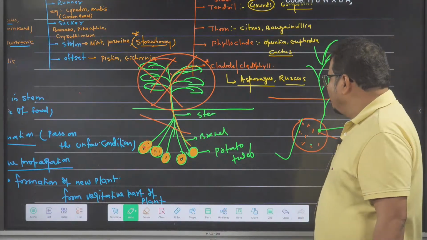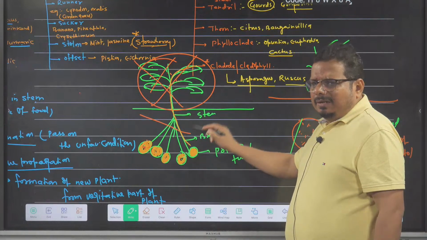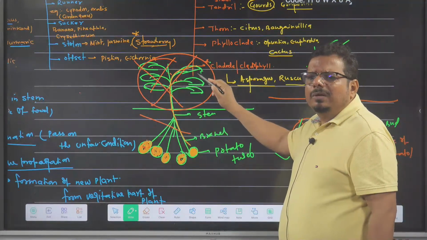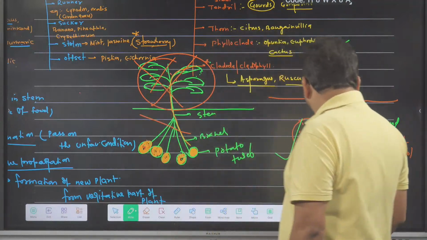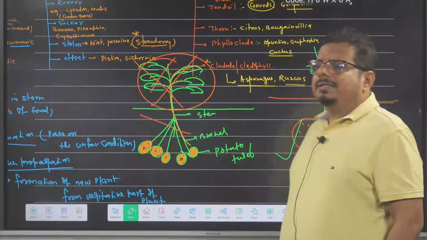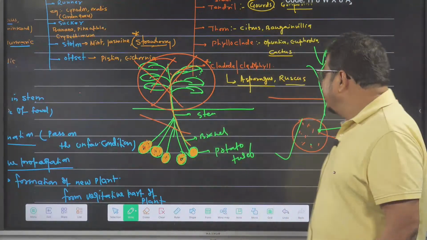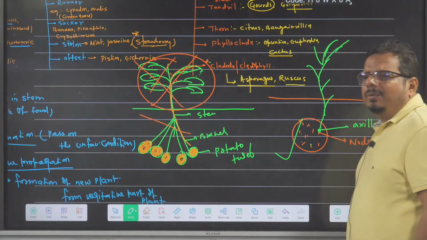So this potato, if it does not store the food, it will not remain dormant. In nature, that plant is going to die, na. It is doing what? Basically vegetative propagation. So why is it vegetative propagation? Because a new plant is coming from a stem. A stem is a vegetative organ, and that is the reason it is performing vegetative propagation.